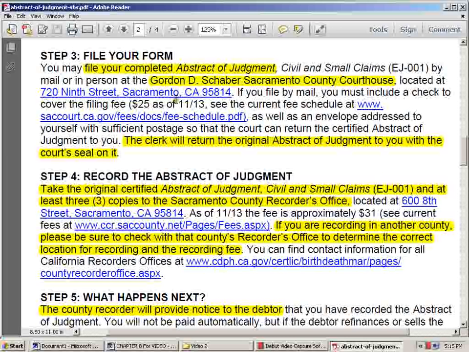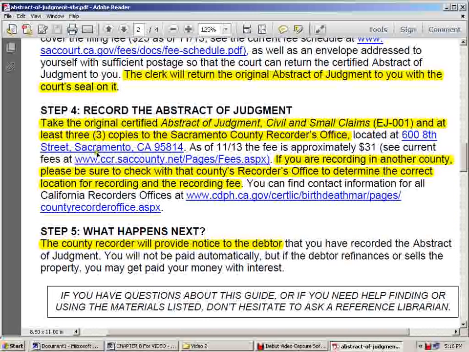So first you file, then record. First you file the abstract of judgment with the county courthouse, with the clerk of the court. The clerk will return the original to you with the court seal on it. Right, the big gold seal.